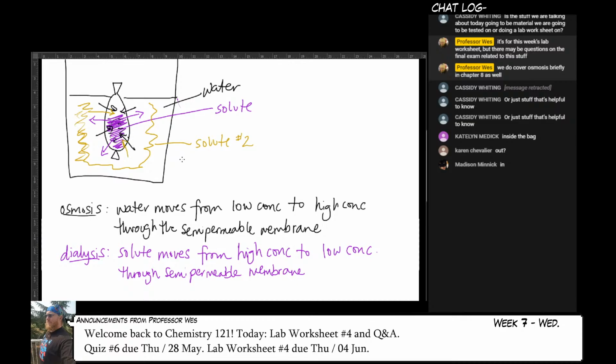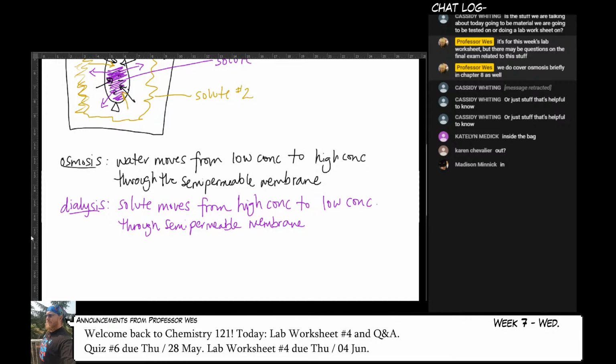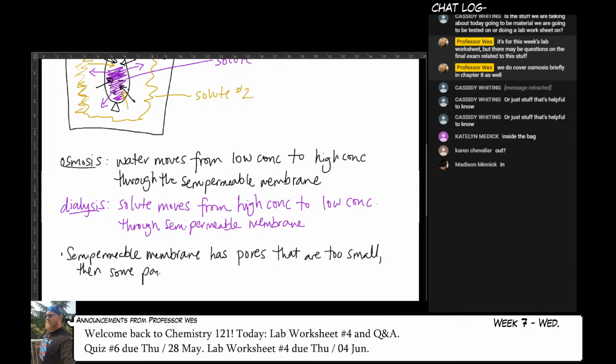And the reason for that is, again, everything wants to mix homogeneously. Now, there is one thing to note. And that is, if the semipermeable membrane has pores that are too small, then some particles cannot pass.